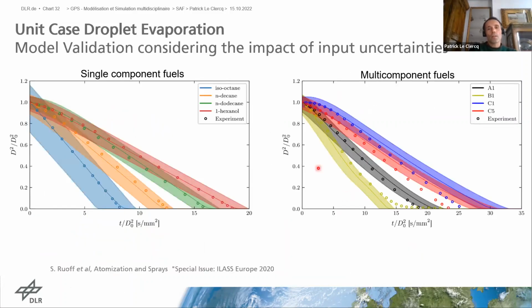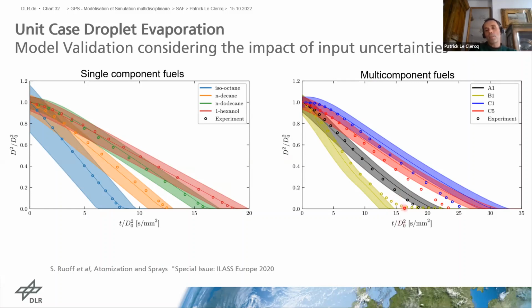Here, the result now on the left-hand side for the evaporation problem for single components, and on the right-hand side for multi-component fuels. And like I said, instead of having just the experimental points and the curve showing the simulation, you have now a whole area, because we looked at the impact of different boundary conditions on our result. And you could see that it fits pretty well for the single components. For the multi-components, to, let's say, 60–70% of the evaporation time, it is very good.